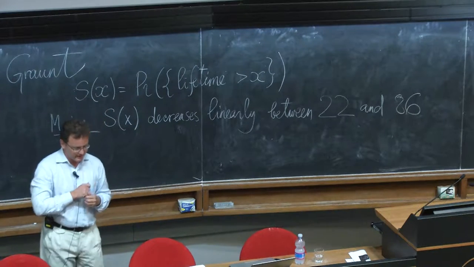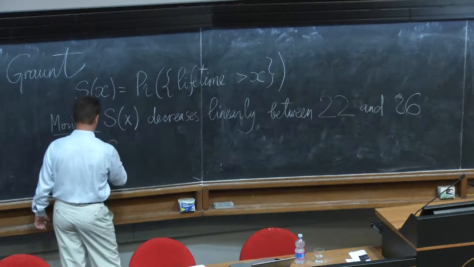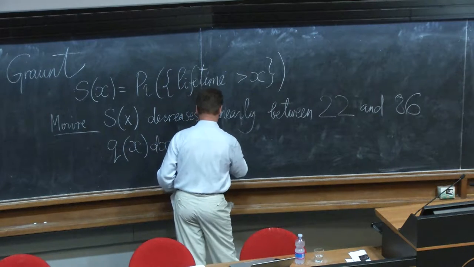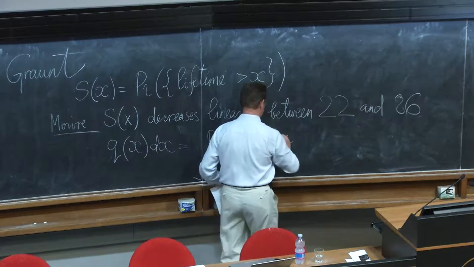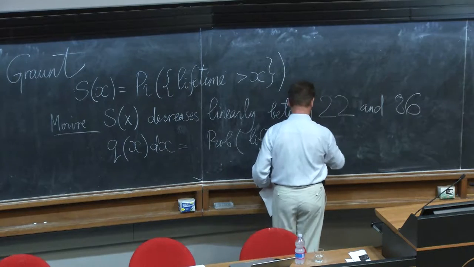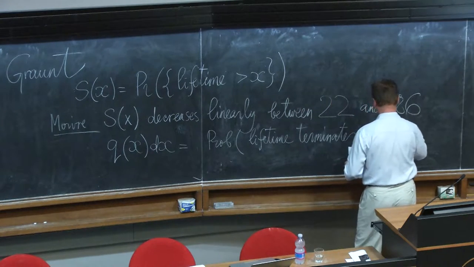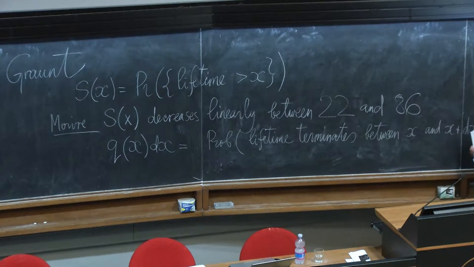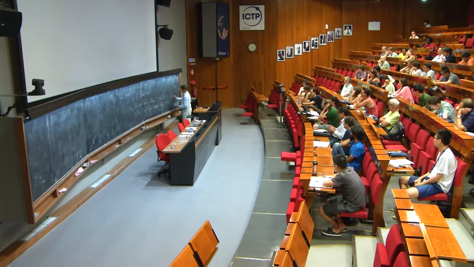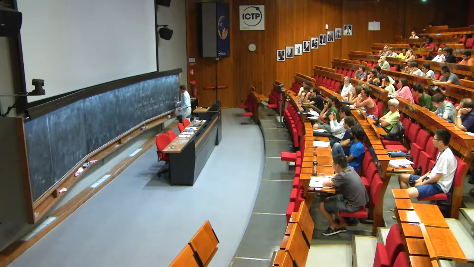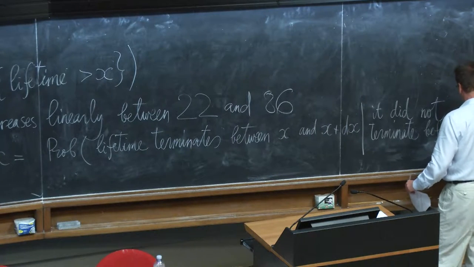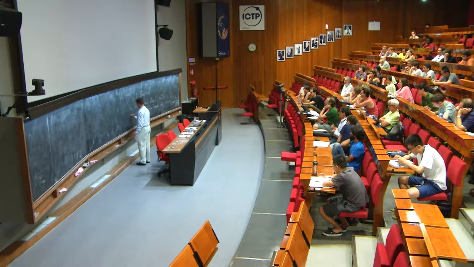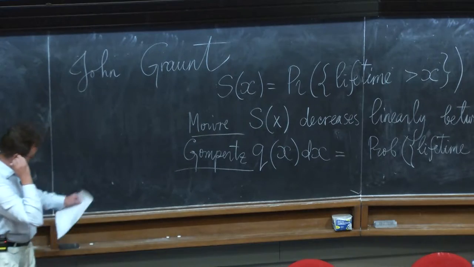Then this question was also studied by such mathematicians as Laplace and Euler, and in particular, one important quantity that is considered is Q of x dx, which is the probability that lifetime terminates between x and x plus dx, provided that it did not terminate before x. And in fact, the model which is used even to this day is the model of Gompertz, whereby this probability density grows exponentially.